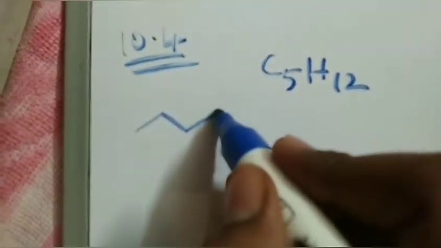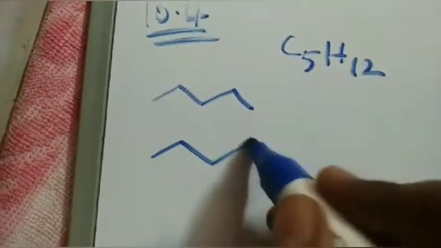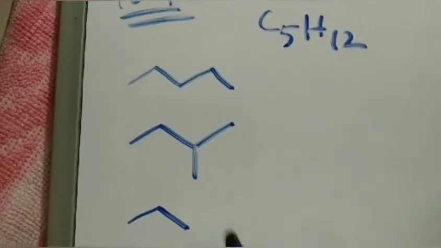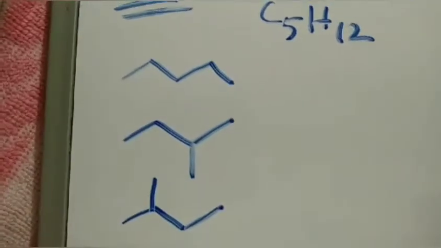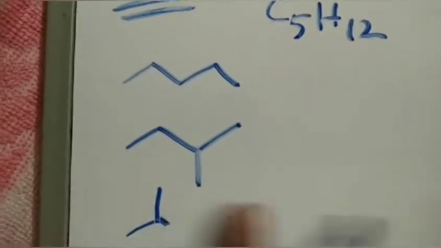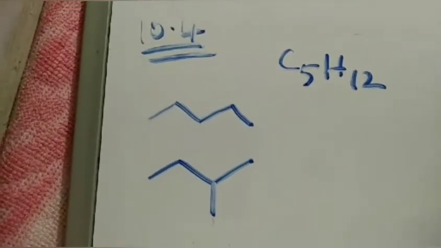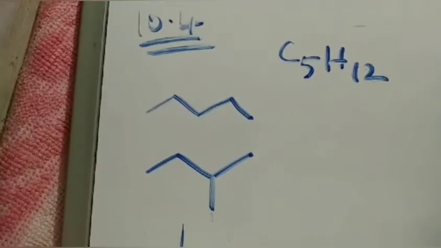This is one isomer, the main isomer of pentane, and another one you can draw, this one, and another one is this one. Yeah, this one you can draw. Oh, it's the same thing, sorry. This one you can draw, correct?